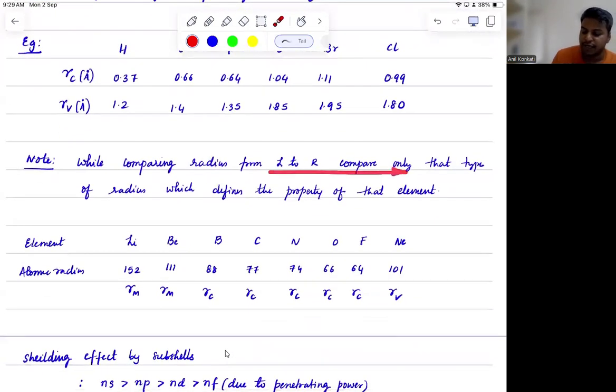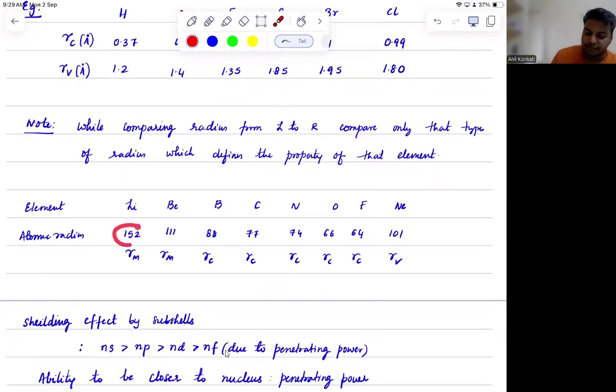While comparing left to right, the type of radius which defines the property of the element, if you notice, you can see that lithium has atomic radius 152, but that is metallic radius. These are all in picometers. Rm, this is the metallic radius. Beryllium also has a metallic radius. Boron, carbon, nitrogen, oxygen, fluorine, and neon do not showcase anything like a metal.